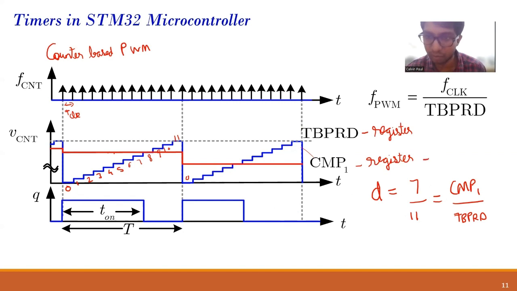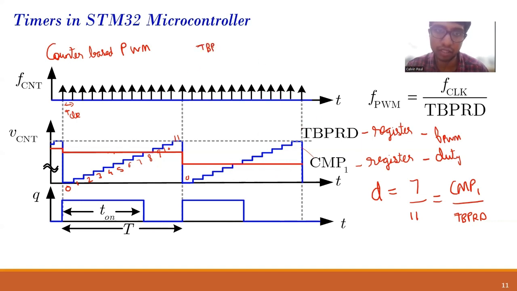So if I change compare one, what do I change? I change the duty ratio. And if I change the TBPRD register, I'm changing the frequency of my PWM. So if you look here, this TBPRD over here is 11.